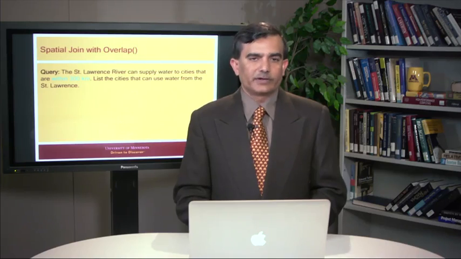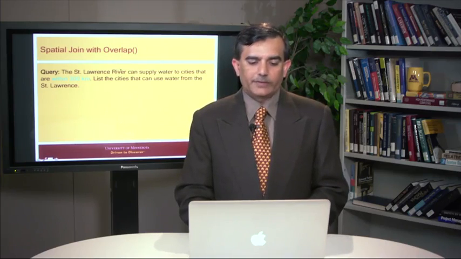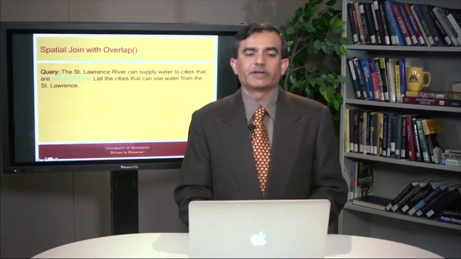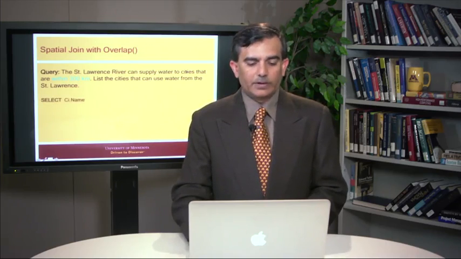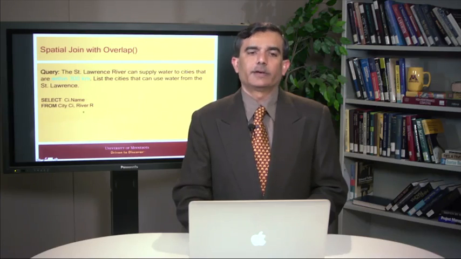So first is which tables are needed. Clearly we see the river table, that's relevant. We also see the city table. Okay? So we will start with these two tables, city and river.